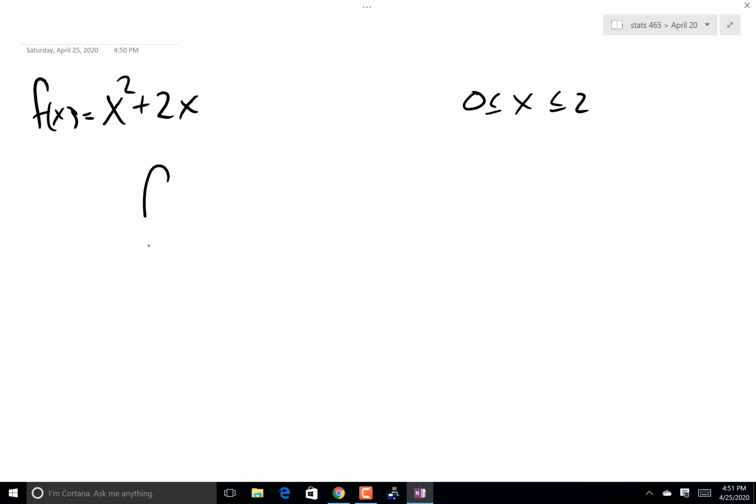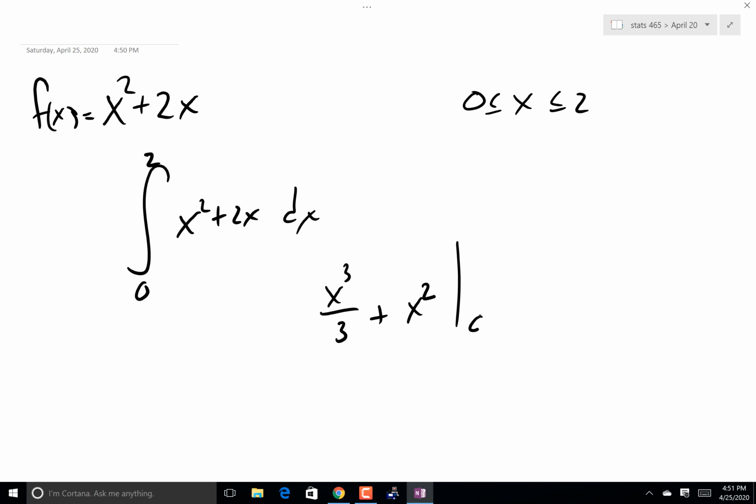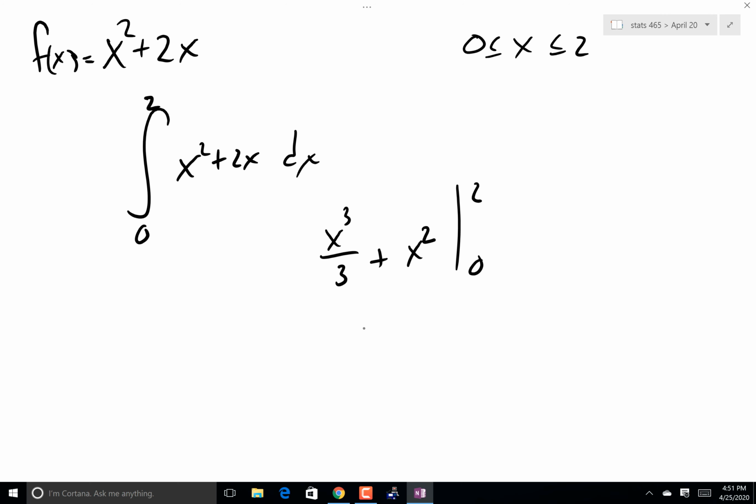Let's find out. If it is, it should integrate to 1. If it isn't, well, it won't. So it's going to be x cubed over 3 plus x squared, 0 to 2. It's going to be 8 thirds plus 4, which is clearly not 0, minus 0, which is 20 thirds or something. Okay, 20 thirds. Hey, that's not a PDF, Jay.